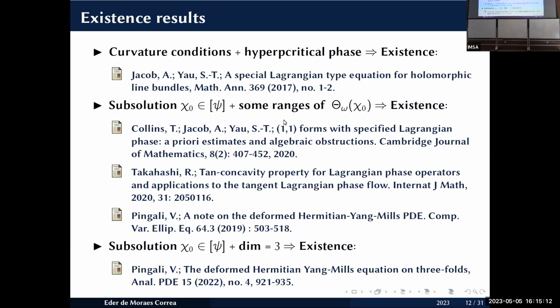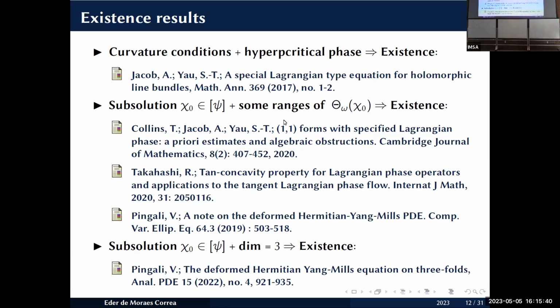For the other results, we need to introduce the notion of subsolution, which is not a weak solution for the problem. The subsolution is a representative for the homology class for which the eigenvalues satisfy some extra condition, right? And so when we have a subsolution and some extra condition on the range of the Lagrangian phase of the subsolution, we can also prove resistance.